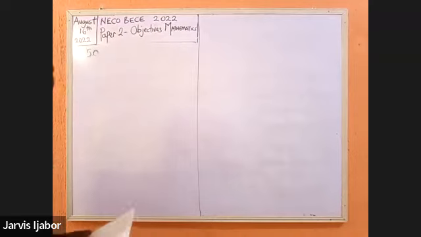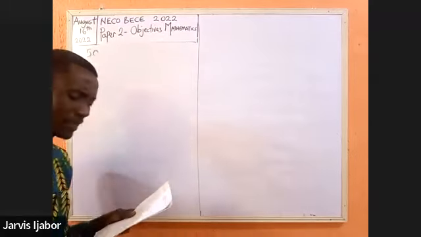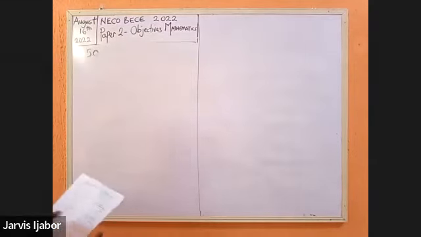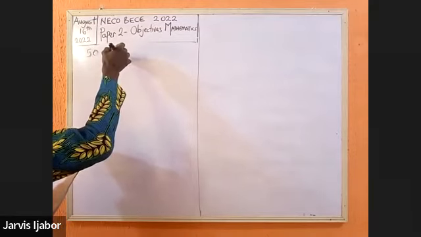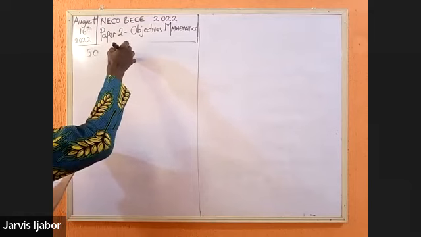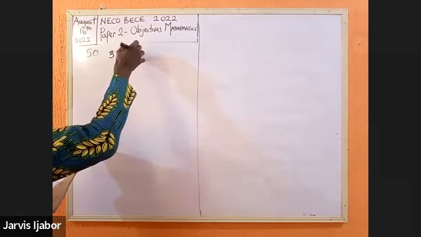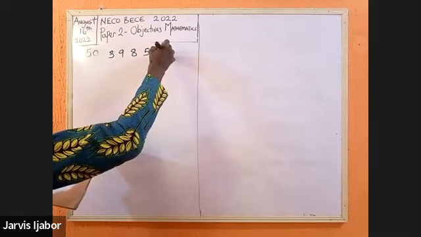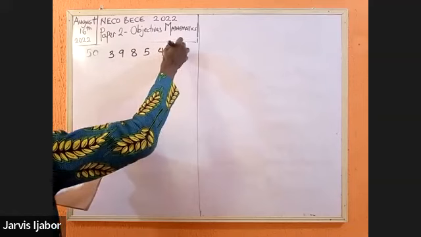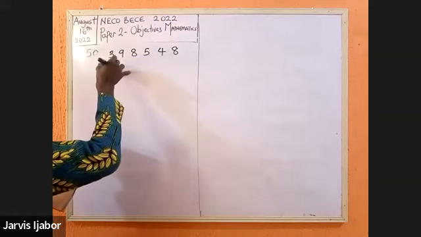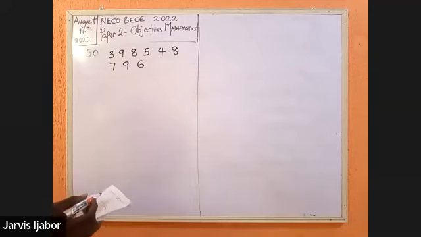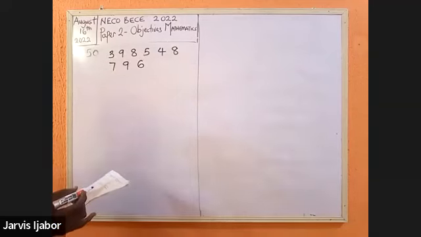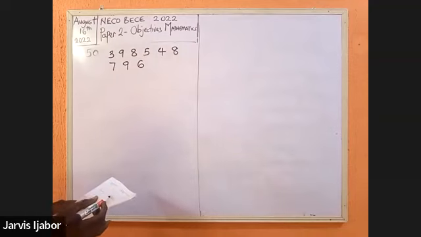So let's look at question 50 now. Determine the median of the following set of numbers. What are the numbers given to you? 3, 9, 8, 5, 4, 8, 7, 9, and 6. Now check how many numbers you're given. 1, 2, 3, 4, 5, 6, 7, 8, 9.